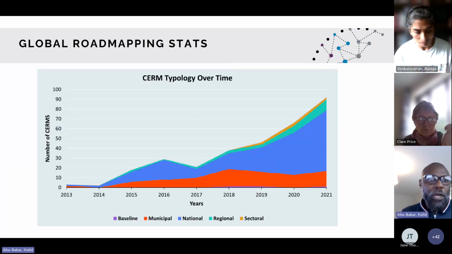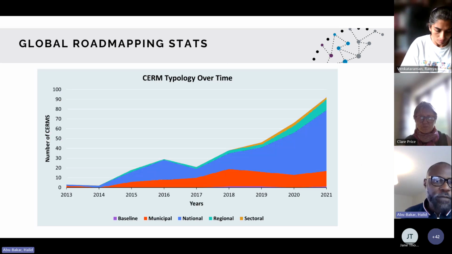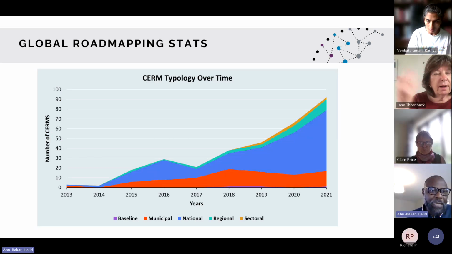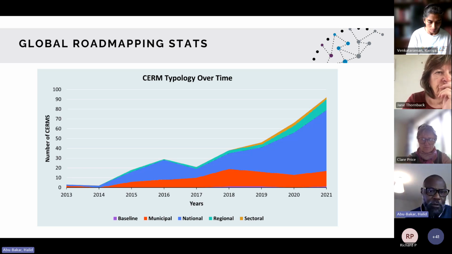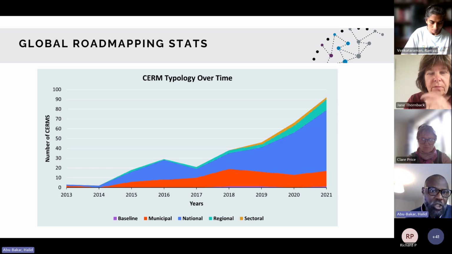Again, looking at the timeline of the different types of roadmaps. Like I said, some of the early roadmaps were developed in 2013, and I collected data up until 2022. We can see there's an exponential increase in the development of roadmaps, with sectoral roadmaps gaining momentum, as we can see here. That is the one to watch, because construction roadmaps sit within sectoral types of roadmaps.